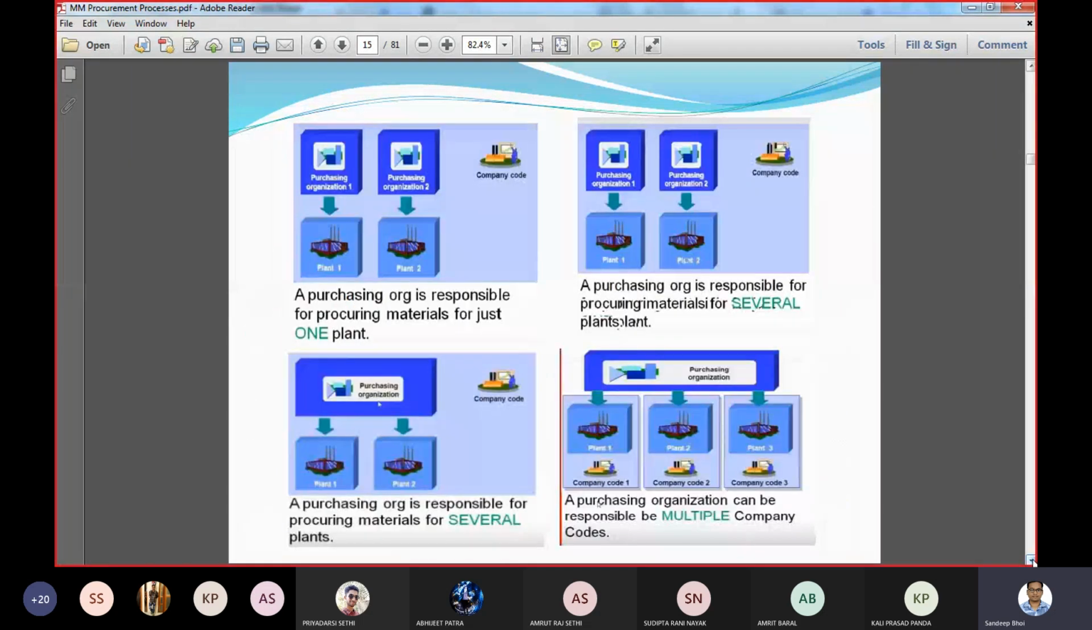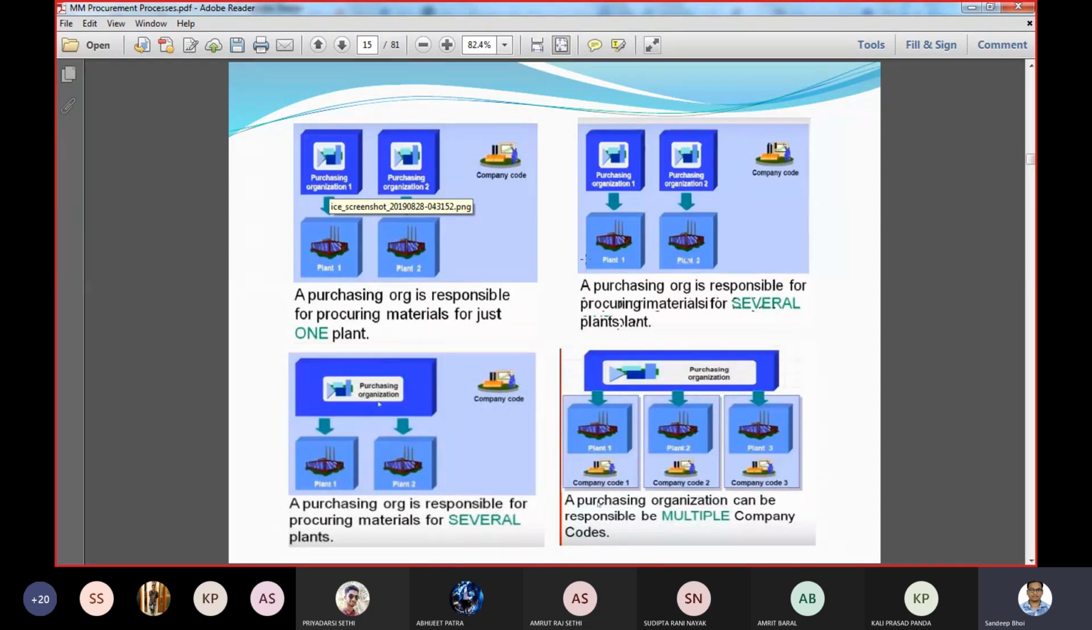Okay, so that is what the next concept will be. A purchasing organization is responsible for procuring material for just one plant. So you can go for any purchasing organization, and it will be responsible for one plant only. When you have a single purchasing organization for a specific plant, that is called plant specific purchasing organization.